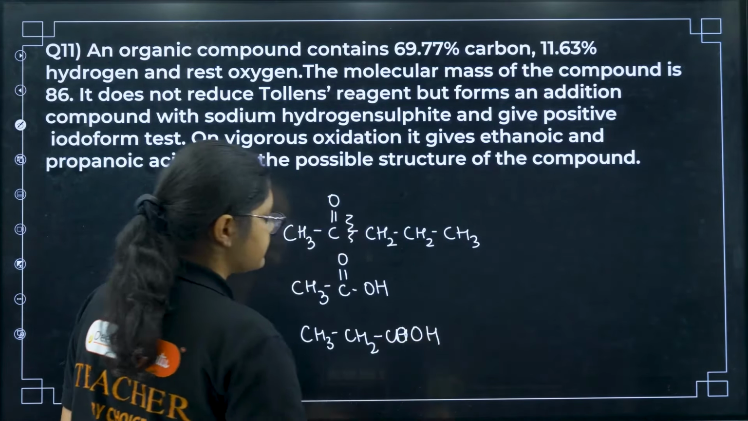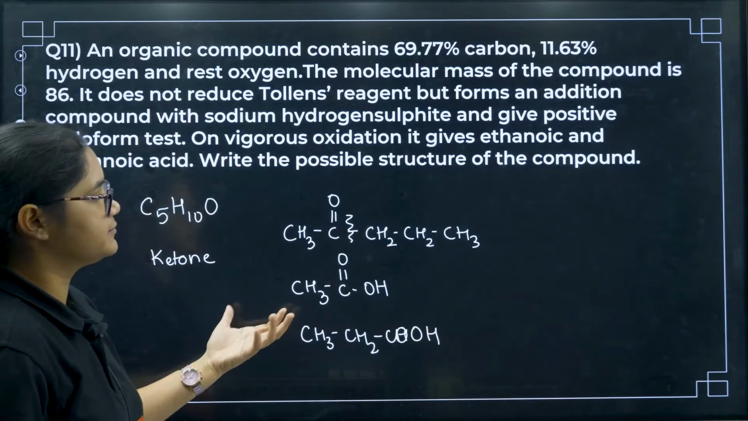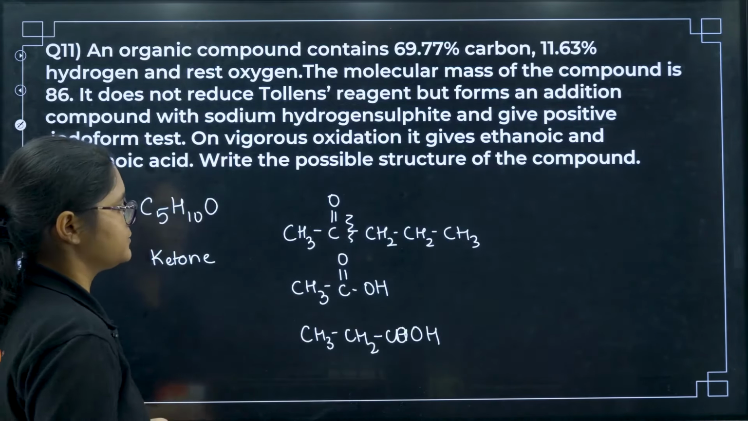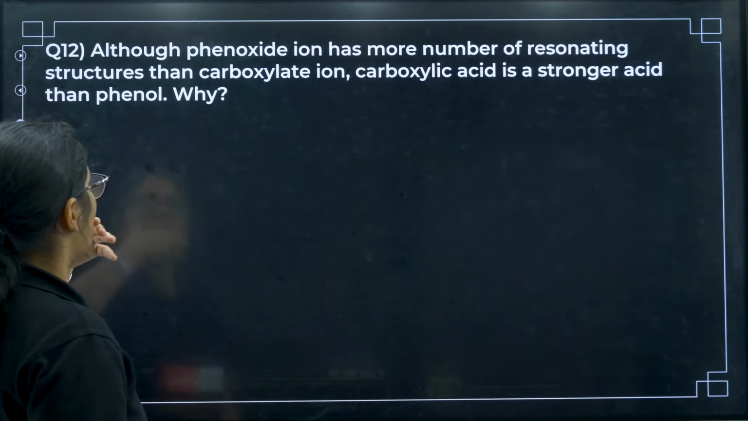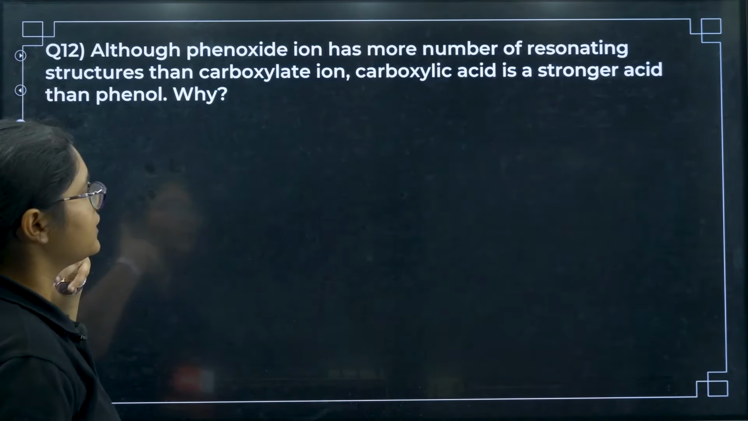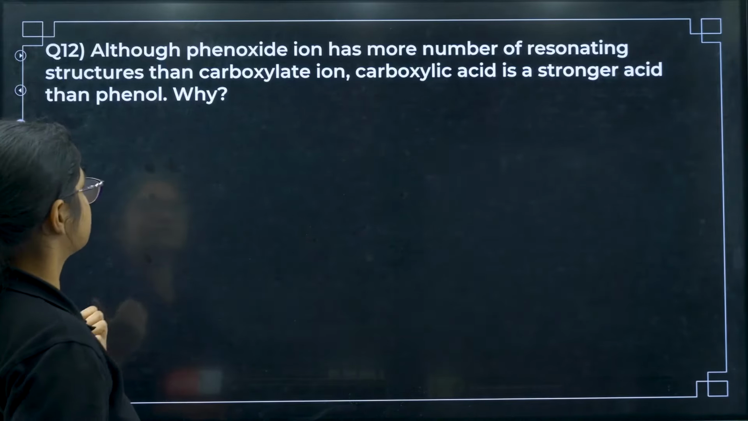Propanoic acid. Okay, so this will be the product formed. Write the possible structure of the compound. So the possible structure of the compound is this one. Next, although phenoxide ion has more resonating structures than carboxylate ion, carboxylic acid is a stronger acid.